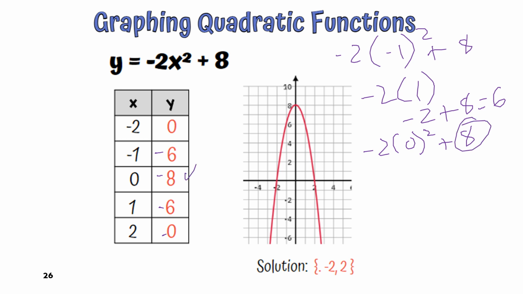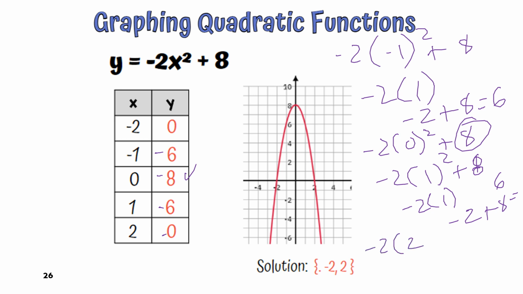So that checks out. Then we had -2 times 1 squared. 1 squared is 1. Then we had -2 times 1, which gave us -2. -2 plus 8 gave us 6. And lastly, we did -2 times 2 squared. 2 squared is 4. -2 times 4 is -8. -8 plus 8 is 0. So that's how I got the tables.